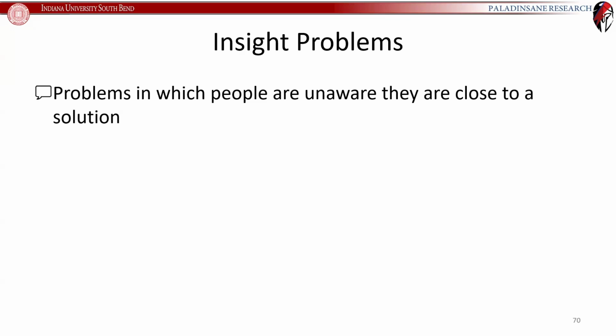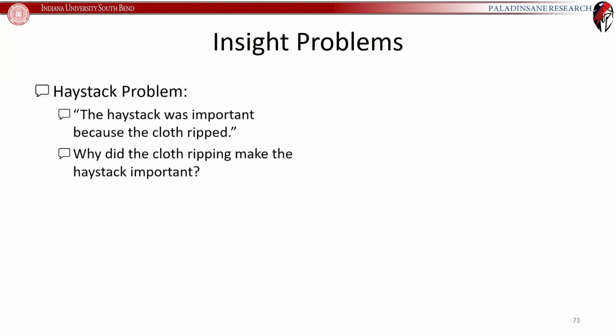And the reason for this is that they often only require one step. They're one-step solutions. And when you find that step, it becomes immediately obvious and you have that aha moment. But until you find that step, you are lost in the weeds and unable to come up with that correct solution. So let's take a look at an insight problem. So this is known as the haystack problem. So the haystack was important because the cloth ripped. So why did the cloth ripping make the haystack important?